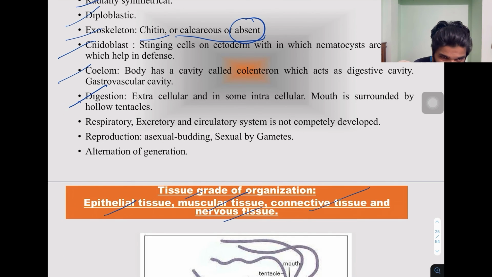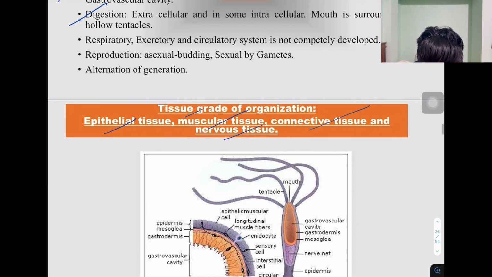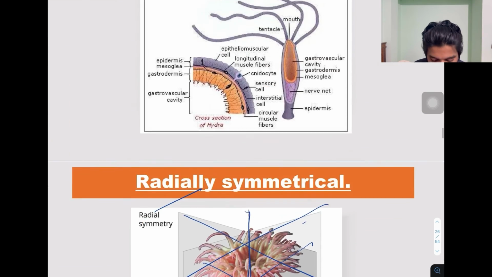Reproduction takes place asexually and sexually, asexually by budding and sexually by means of gametes, and there is an alternation of generation, that is polyp and medusa. Polyp gives rise to medusa, medusa gives rise to polyp. Polyp is always attached to the substratum, medusa is always free living. So these are the characters of phylum Coelenterata.